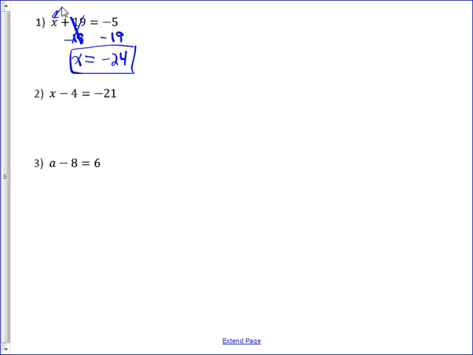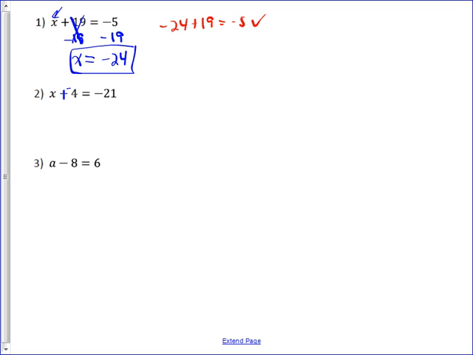You can always check your work. Negative 24 plus 19, does that equal negative 5? Well, it certainly does, and so that's the correct answer. It's always a good idea when you're solving equations to go back in and check to make sure you got your answer correct. Number 2, this is x minus 4 or x plus a negative 4.